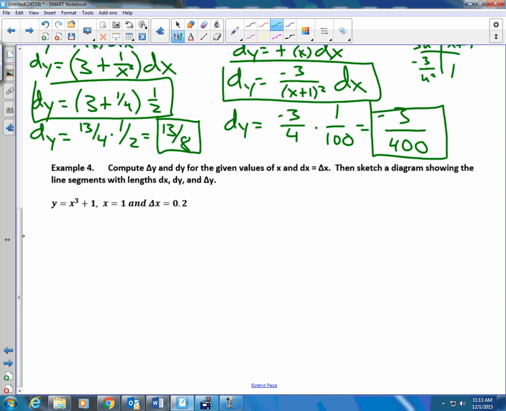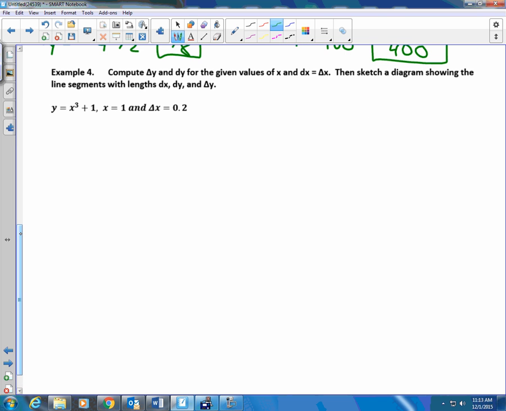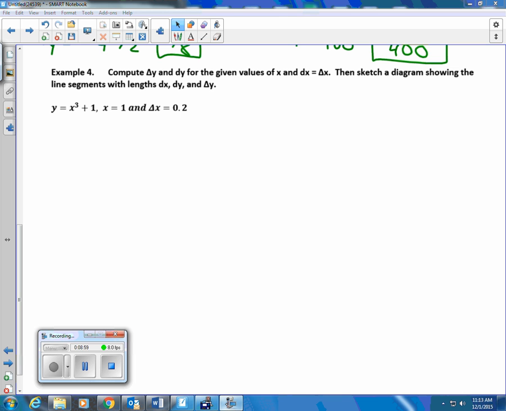But it's different. And that's why, like I said, open note test for this short little bit. Just because it's information we're going to come back to, but you want to see it right now so you know what we're doing. All right, example 4. Compute delta y and dy for the given values of x and dx equals delta x. Sketch a diagram showing the line segments with lengths dx, dy, and delta y. We'll do it when we get back from lunch, have some brain food, come back ready to go.